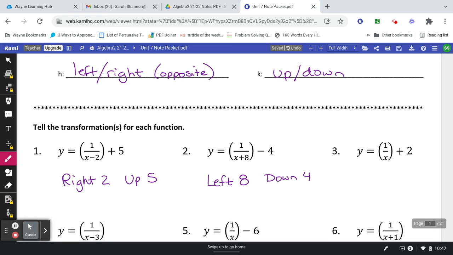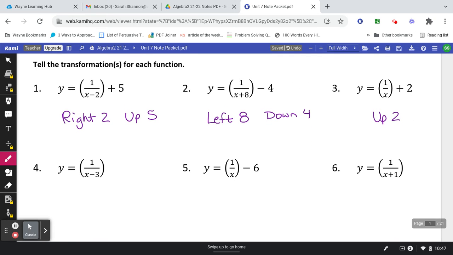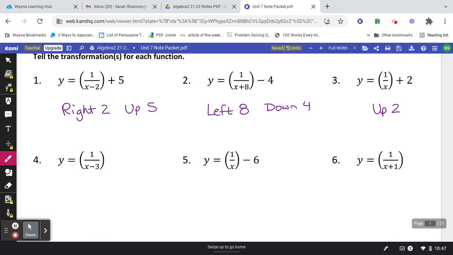Problem number 3, there is no number inside the parenthesis besides that 1, which is always there. So this one's not going to shift to the right or left at all, but it is going to move up 2. For problem number 4, the -3 is going to tell me to move right 3. There is no number at the end, so I don't have to move up or down at all.